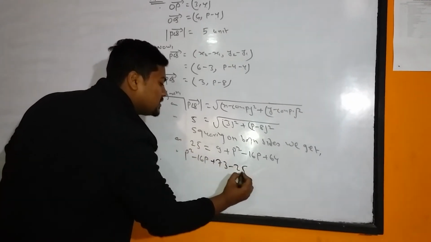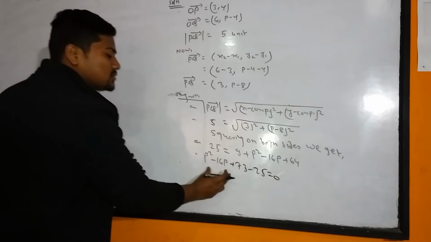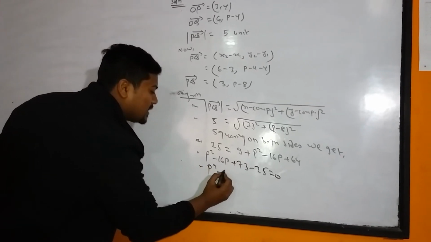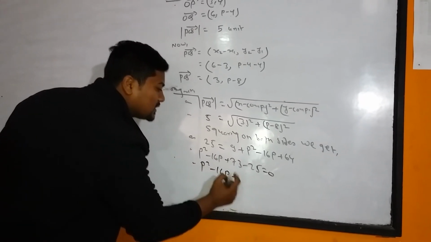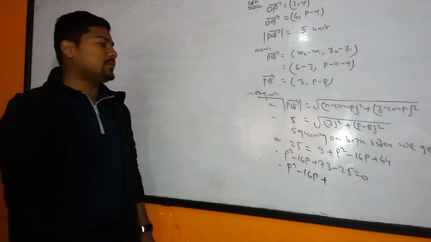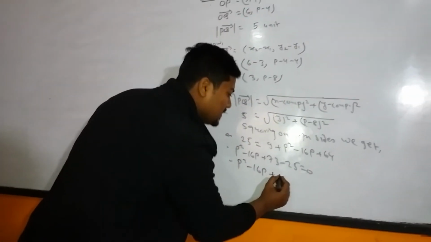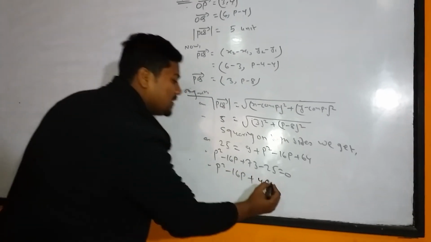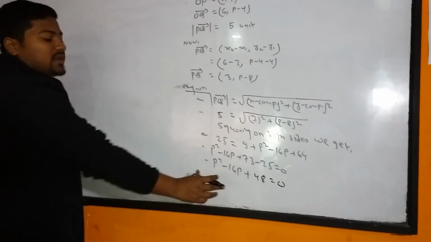73 minus 25 is equal to 0. So now here p square minus 16p. Now plus, subtract 73 minus 25, what will come? 48. Is equals to 0. Now factorize it.